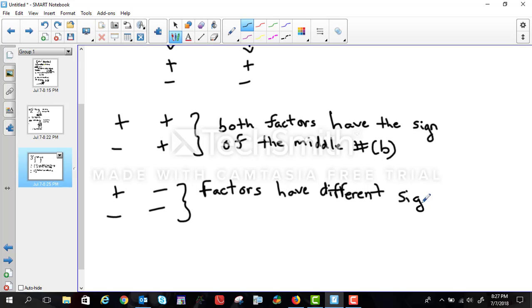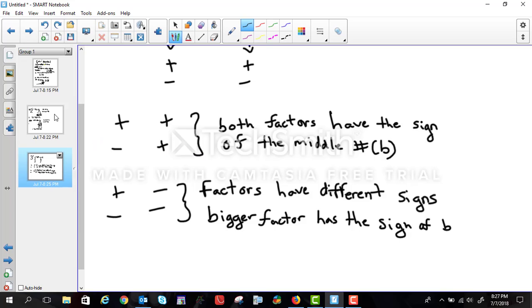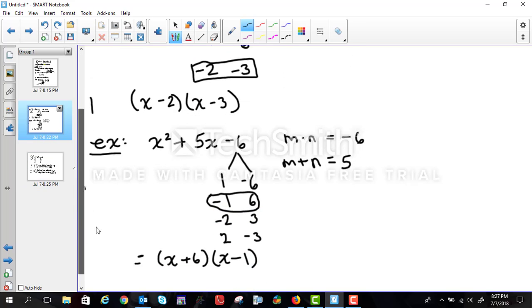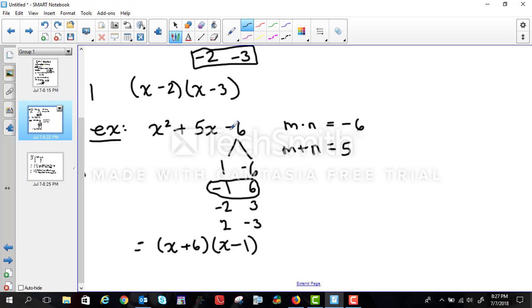And then, because we're adding them up, the bigger factor has the sign of b. All right, so if you look back at our second example, because this might look a little confusing, or sorry, not our second example, our third example, we had a minus here.